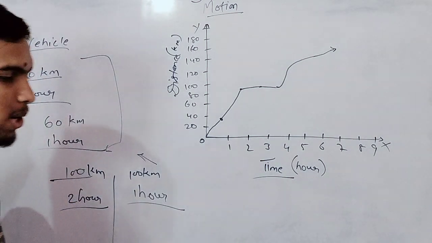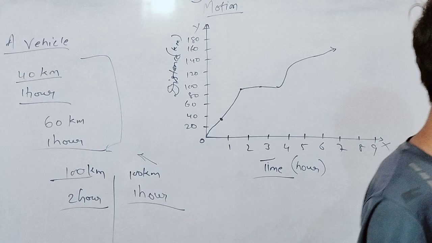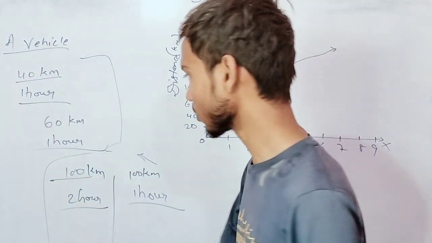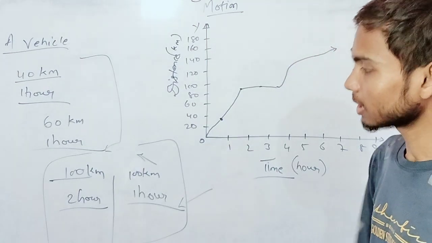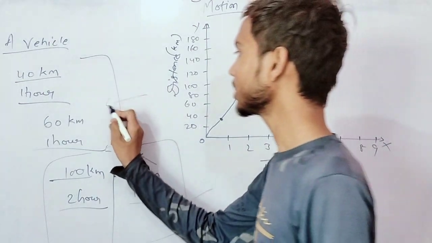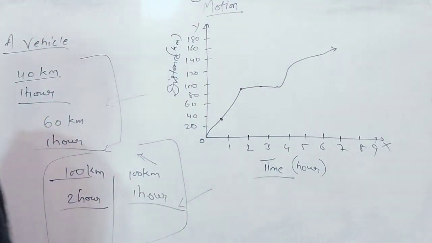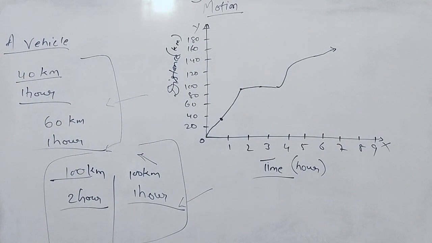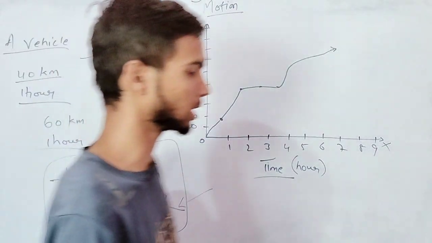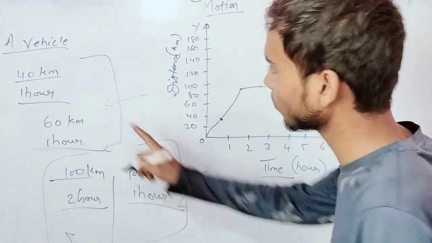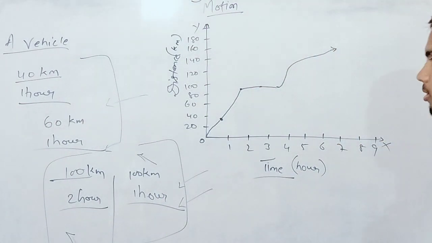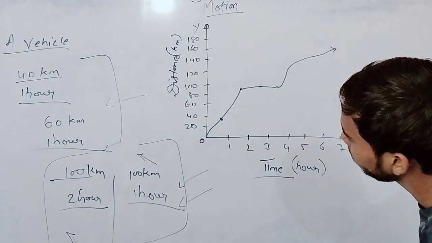Now time is changing, but distance is not changing. In this you can realize that time is changing, but the distance is not changing. In the earlier one we were realizing that time was not changing, but the distance was changing. But in this we are realizing that time is changing, distance is not changing. So we will consider it as a non-uniform motion. Clear?